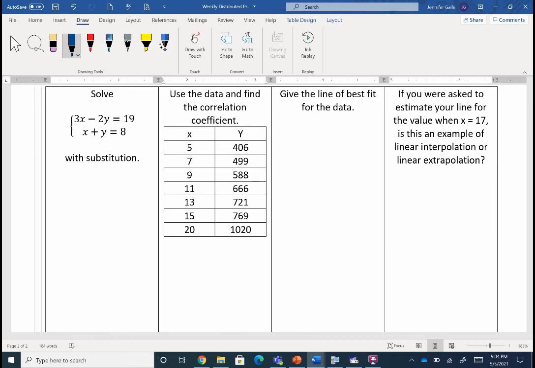You could substitute for either one. I'm going to get x by itself by subtracting y from both sides. So now I have x equals 8 minus y. I take what x equals, I substitute it in for x in that first equation. So 3 times 8 minus y minus 2y equals 19. Distribute the 3.